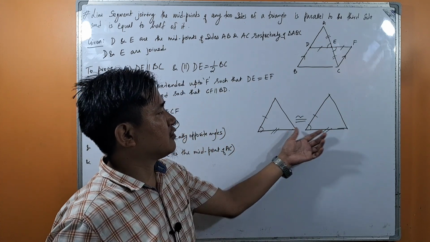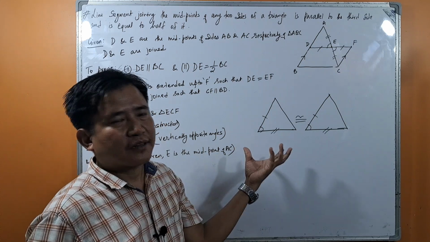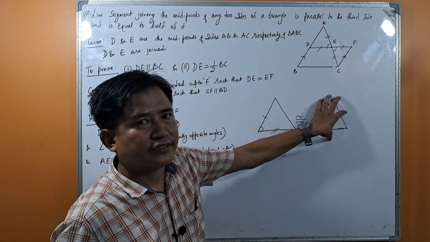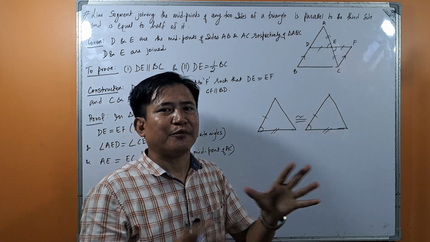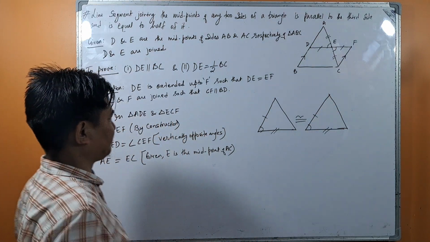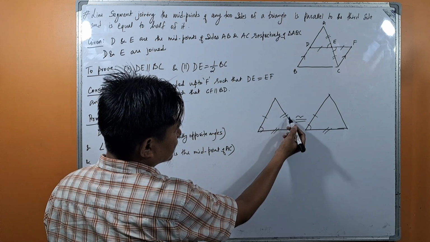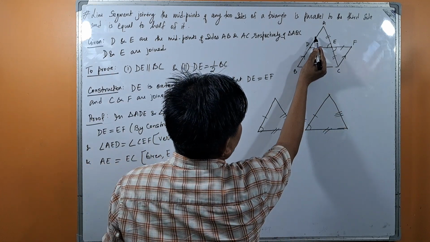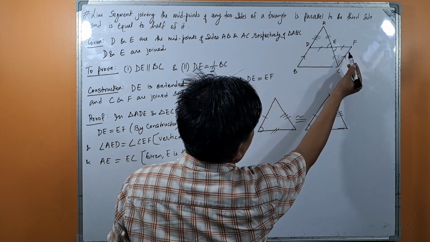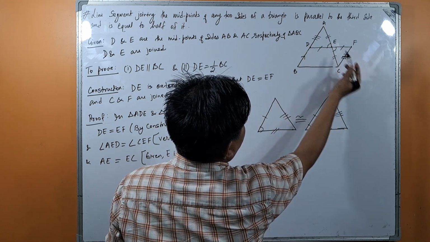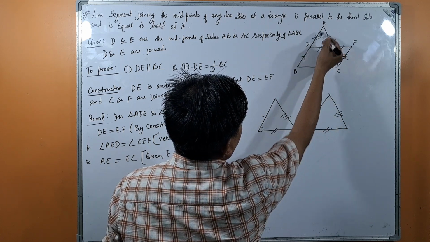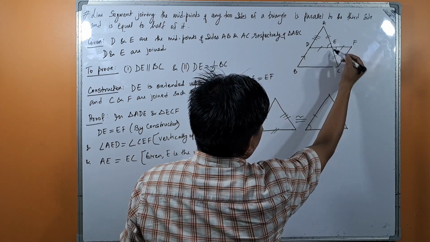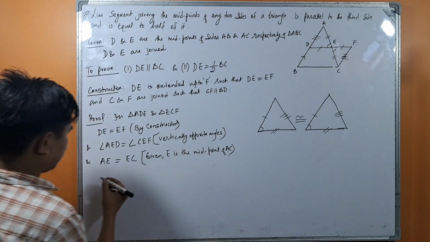If these two triangles are congruent to each other, then what does that mean? If we lift this triangle and place it over this triangle, these two triangles will completely overlap each other. Okay, so their corresponding sides will also be equal to each other. This means these corresponding sides will also be equal to each other. Side AD of triangle ADE and side CF of triangle ECF will also be equal.